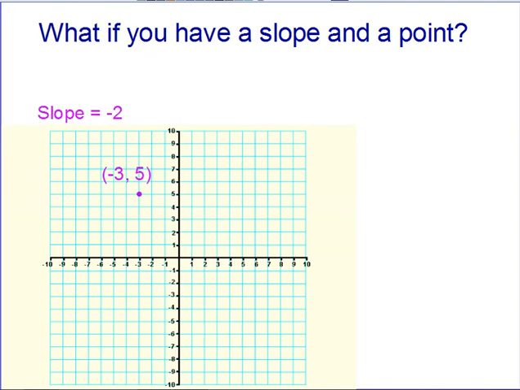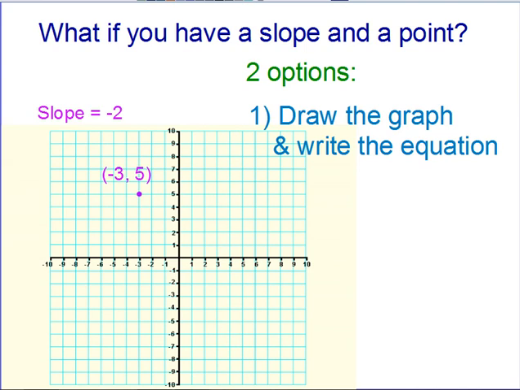Now we're going to learn what to do if we only have a slope and a point and possibly no graph at all. Maybe I don't have graph paper or whatever else can happen, but I need to know how to do it without. Well, we have 2 options. Of course, if you do have the graph paper, you can draw the graph and then write the equation. So if I did that on this particular one, I would find that y is equal to -2x minus 1.